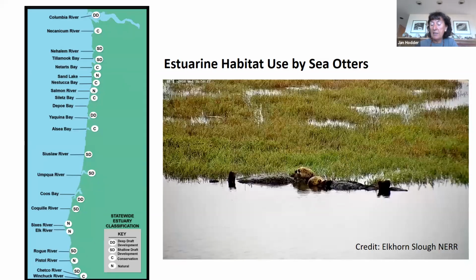Throughout their present and historically occupied range, sea otters use, or they have used, estuarine habitats. The Oregon coast has 22 estuaries, as you can see here in this map, ranging from those whose rivers start in the Cascade Mountains to some that have such limited freshwater input that they're essentially saltwater lagoons. Several of these estuaries have large areas that can provide suitable habitat for sea otters.